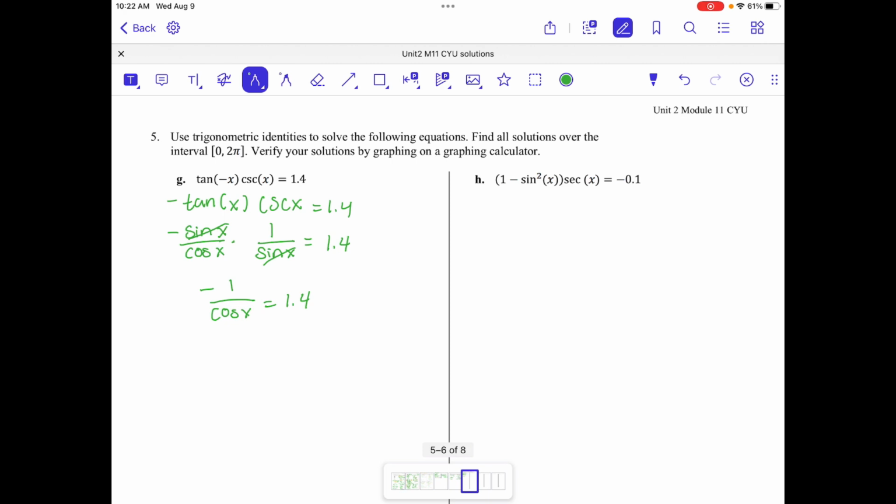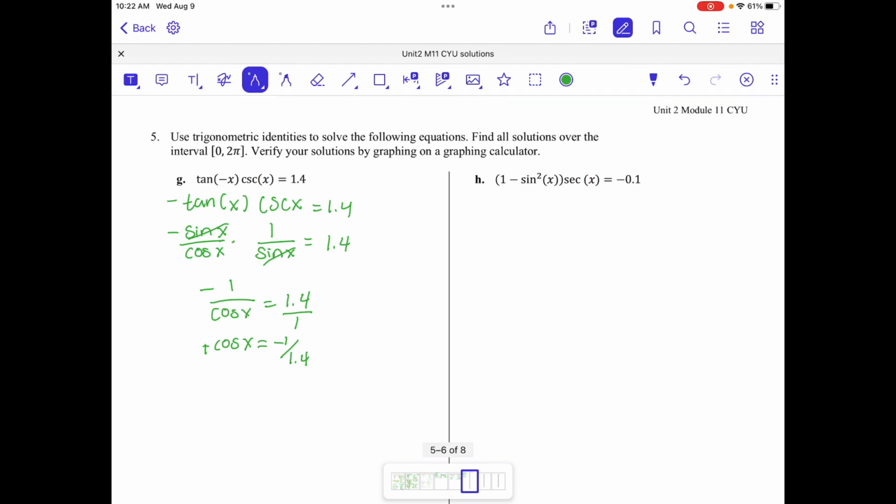Now I could treat these both like fractions. That would be 1.4 over 1. And since I have two fractions here, I could take the reciprocal of both and they will still be equivalent. So I can really think of this as negative cosine of x equals 1 over 1.4. Multiply both sides by negative 1. So cosine of x equals negative 1 over 1.4.